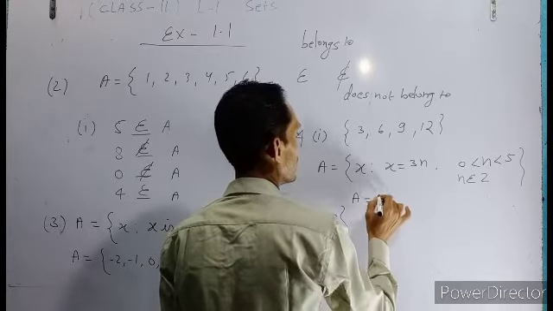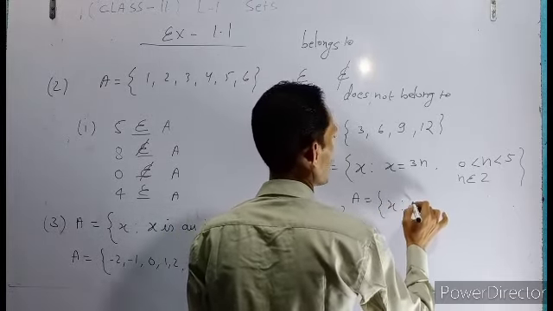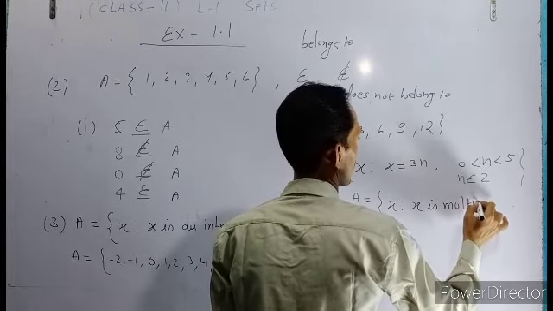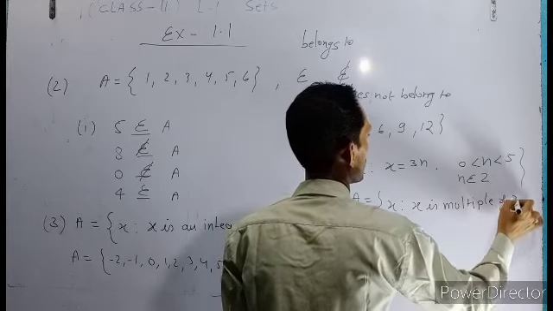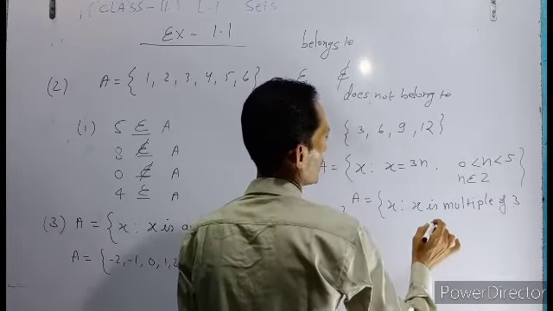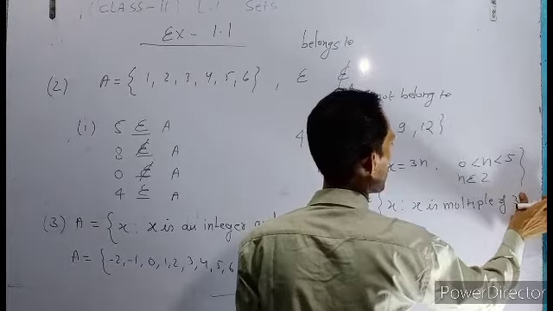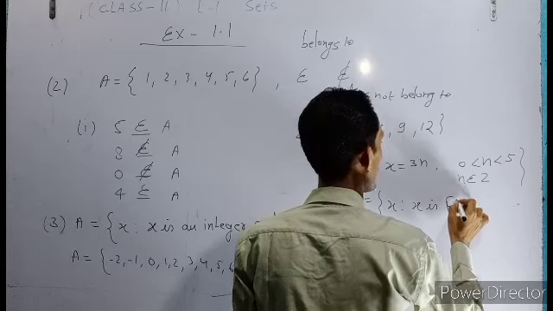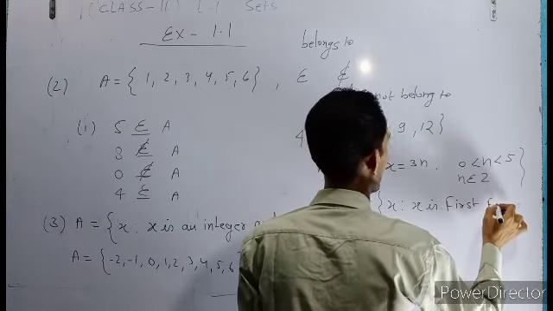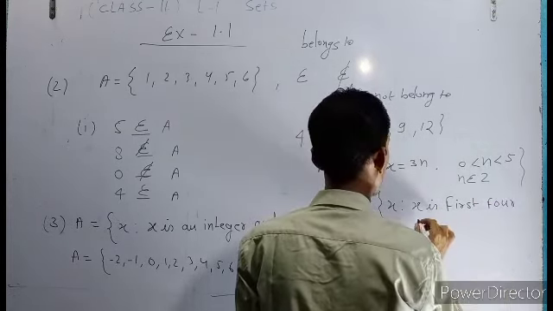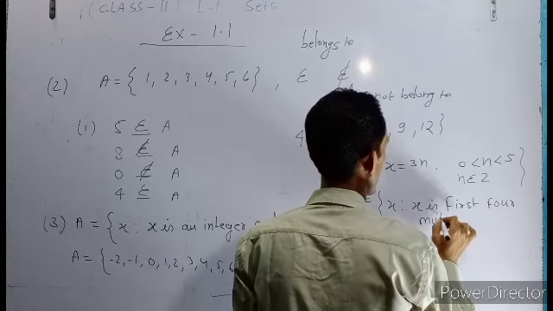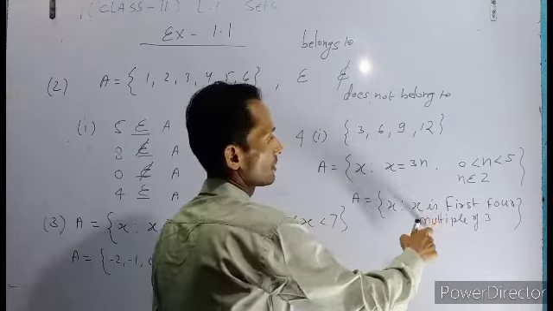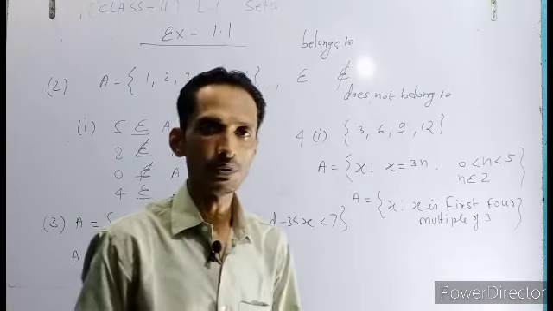In words you can say it another way: x such that x is a multiple of 3, the first 4 multiples of 3. Some students can write this one or maybe that one. So in this way we have to use all of these.